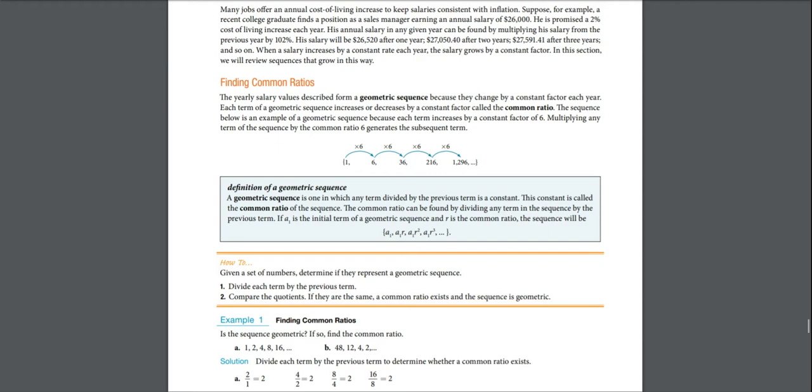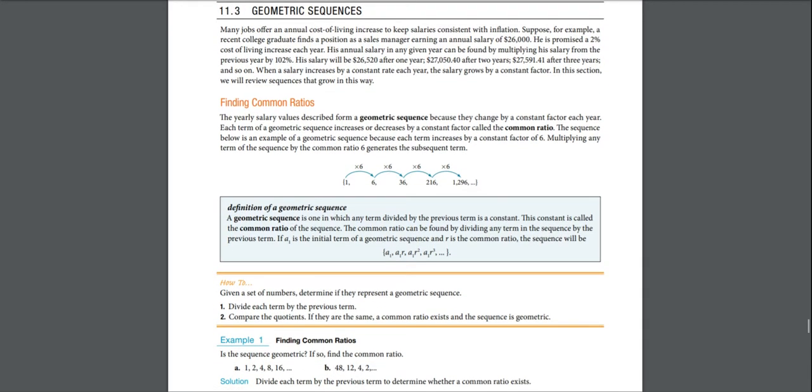Hey guys, this is 11.3 geometric sequences. So a geometric sequence, first of all, is a sequence that has a common ratio. In other words, we are multiplying by the same thing each time, like this, times 6 every time.